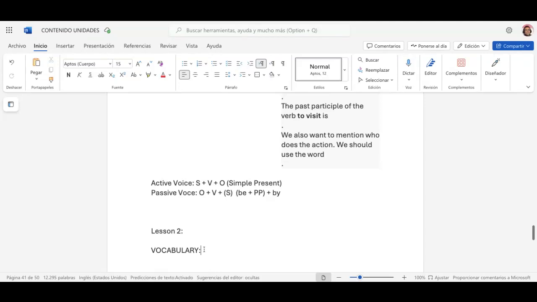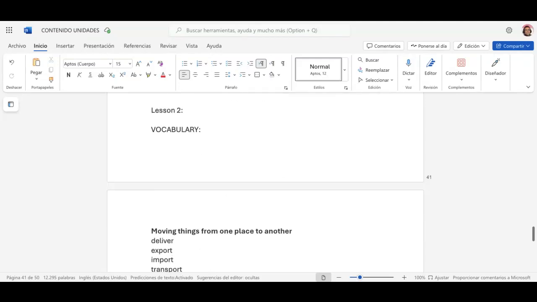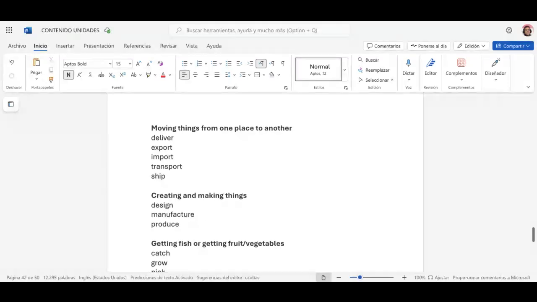But let's go for the other one, because if not, we're not gonna finish. Okay, then vocabulary for production and distribution. Could you please help me with the words? Just let me go first in this case. We have a lot of them.